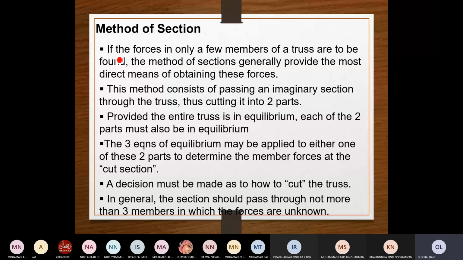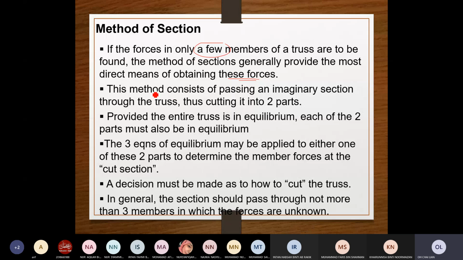So if you can see the first one, if the forces in only a few members of the truss are to be found, the method of sections generally provides the most direct method of obtaining these forces. This also means you don't need to determine all the forces, only the few that you require. Therefore you can choose this method because it is a direct method to solve for these forces, instead of going joint by joint.